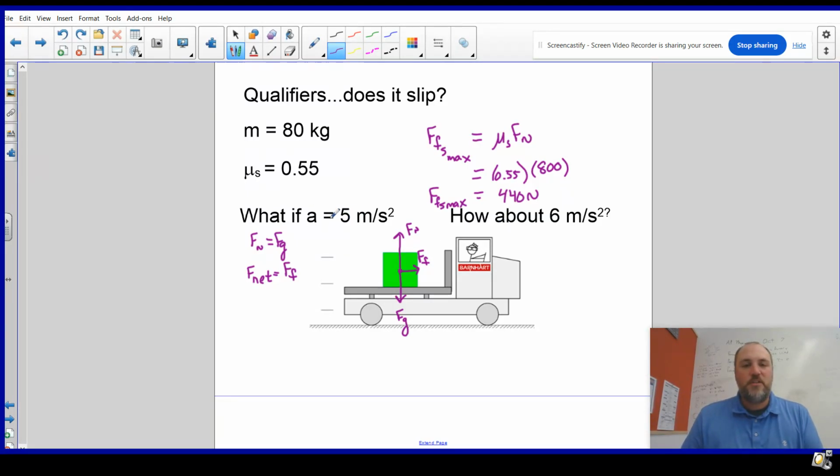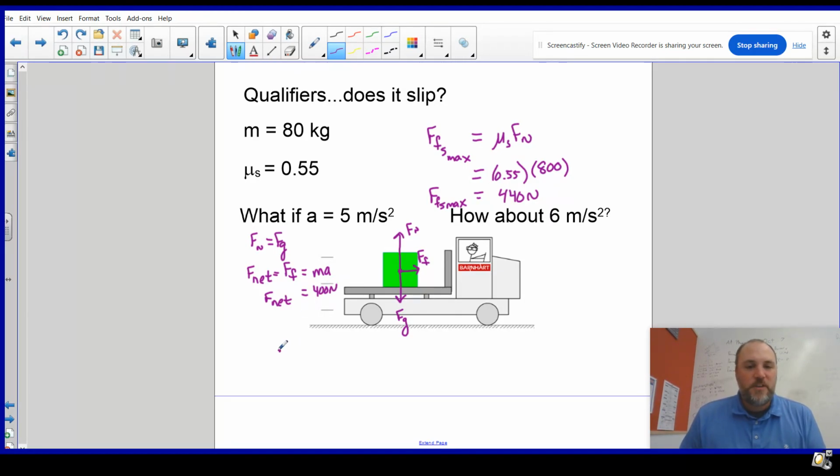If the acceleration were 5 meters per second squared, then I would say the net force, which is equal to ma. Well, if the mass is 80 and the acceleration is 5, then I would only need 400 newtons. So the net force in this case would be 400 newtons. I check my maximum value of static friction. I can go all the way up to 440, so I would have no problem providing 400 newtons.